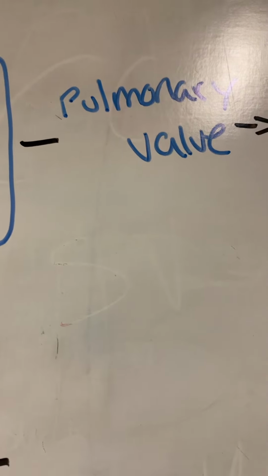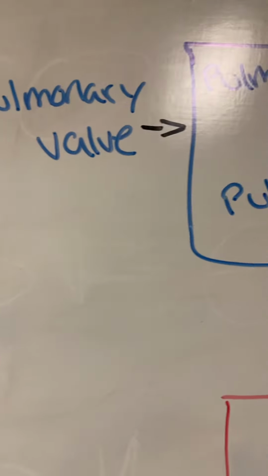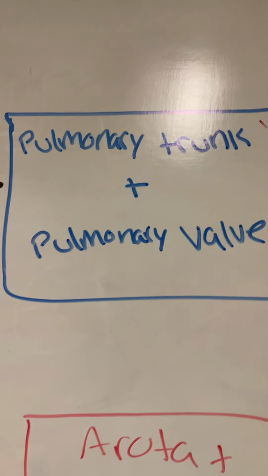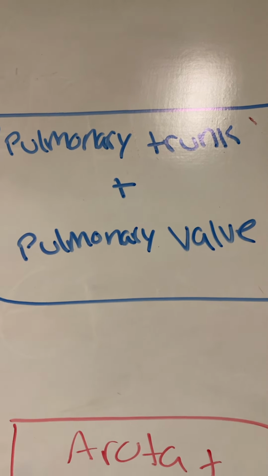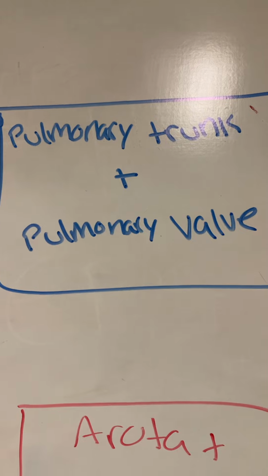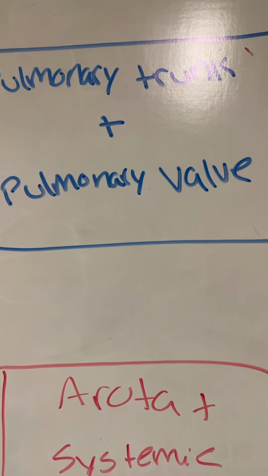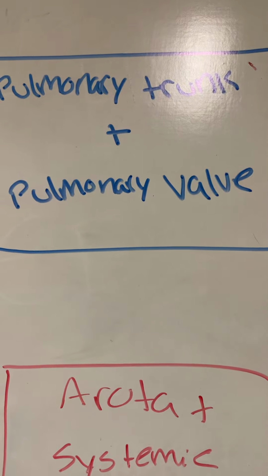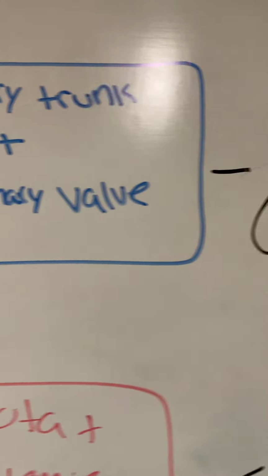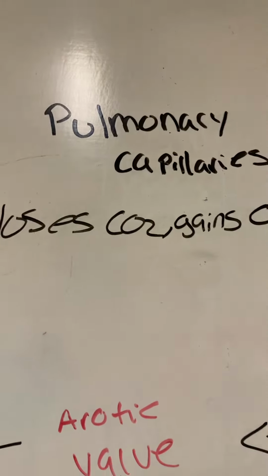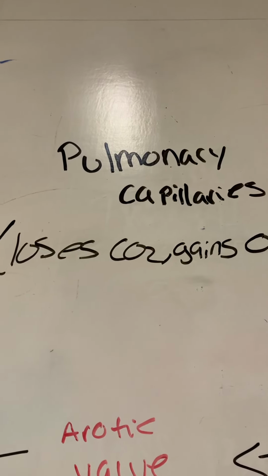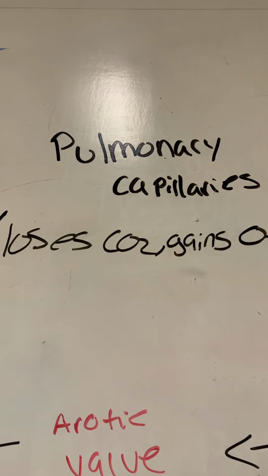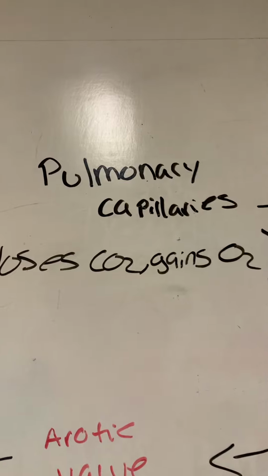After this, the blood will then go to the pulmonary trunk. The pulmonary trunk transports deoxygenated blood from the heart towards the lungs. And then it will go to the pulmonary capillaries. This is where it will lose carbon dioxide, or CO2, and it will gain oxygen, which is O2.